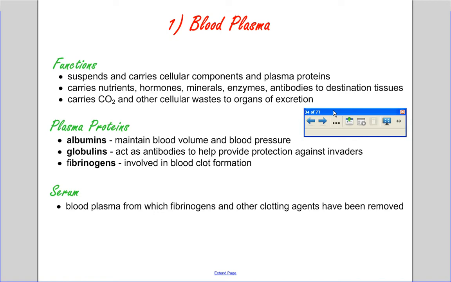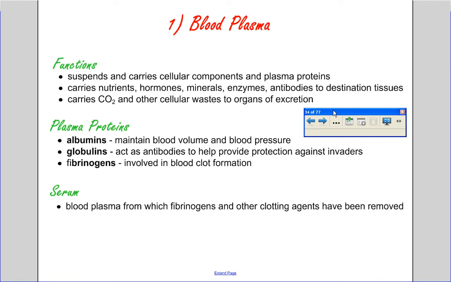Globulins, you've probably heard the term immunoglobulins before. Basically, globulins act as antibodies. So we always have antibodies floating around, and they are proteins that help to recognize foreign things, invaders, when they come into our body, so we have a quicker response to get rid of them. And the third type are the fibrinogens. And fibrinogen is basically an inactive protein that's floating around waiting in case you have an injury, and they're involved in blood clot formation.